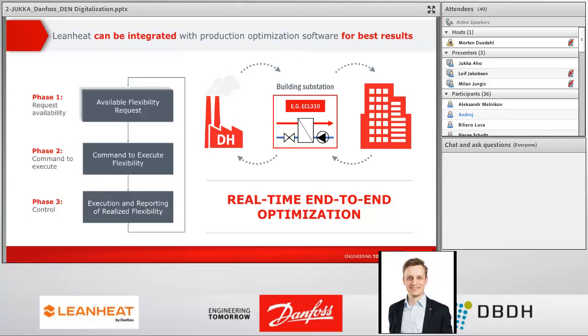So the production optimization system can do millions of different queries for these different buildings all around the network, and it automatically results in the best possible control for the whole system in terms of production, in terms of network, and in terms of demand. And this we call real-time end-to-end optimization.